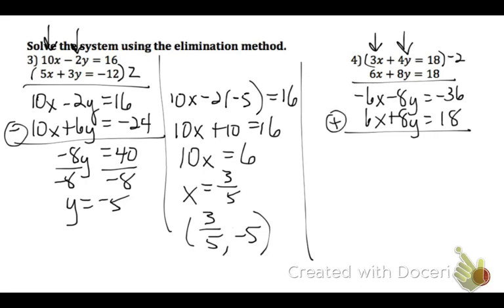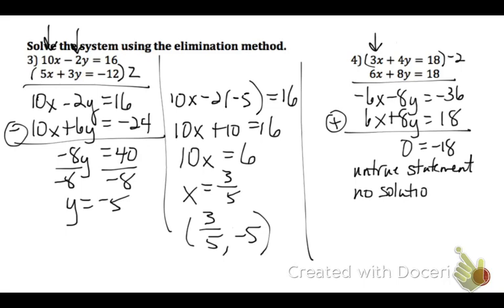So since I have opposite signs on the x's that I decided to eliminate, I'm going to add. Negative 6x plus 6x is 0. Negative 8y plus 8y is 0. Negative 36 plus 18 is negative 18. So this is the algebraic clue that you have a no solution situation, because this is an untrue statement. 0 does not equal negative 18. There's no number that we can plug in that's going to make those two equal. So this is no solution. If we were to graph these lines, we would have two parallel lines.